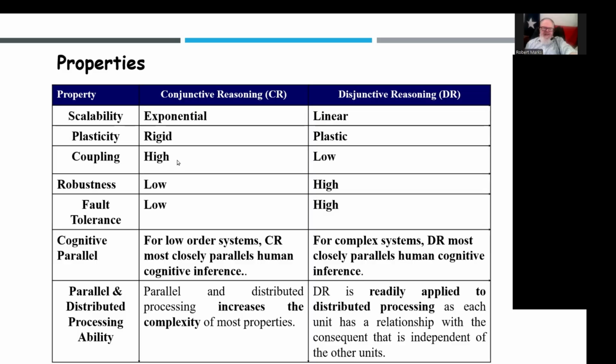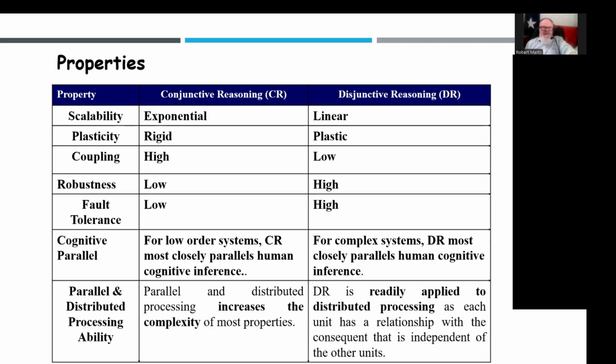Another thing is coupling. In Mamdani control, every antecedent is connected to every other antecedent. In disjunctive reasoning, it isn't. Robustness for conjunctive, I guess this goes back to the idea that we can be plastic or rigid. The fault tolerance is low for conjunctive reasoning. Why is the fault tolerance low? Because if we lose a sensor, we're out of luck. We don't know what to do with it.